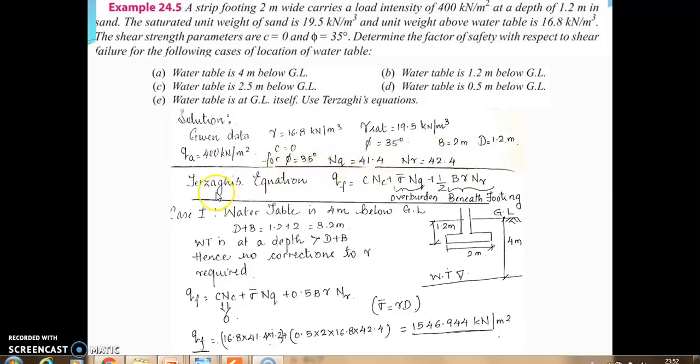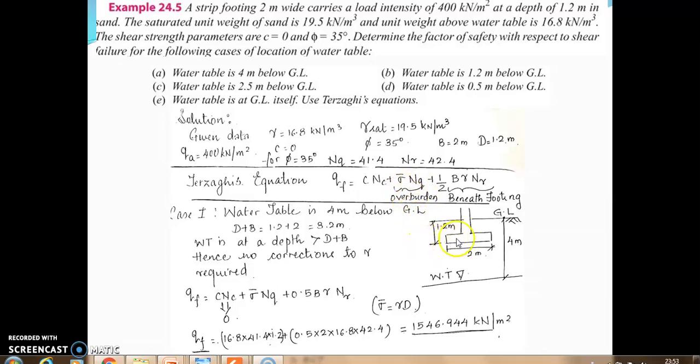Then, what is Terzaghi's equation? qf, the ultimate bearing capacity, is equal to cNc plus sigma dash Nq plus 0.5 B gamma N gamma. What is sigma dash? It is the overburden. Now, in this particular equation, the second term, I am repeating, as we have already discussed, is going to be affected by the conditions prevailing above the foundation level. This is basically going to be affected by the moisture content in the soil above foundation level.